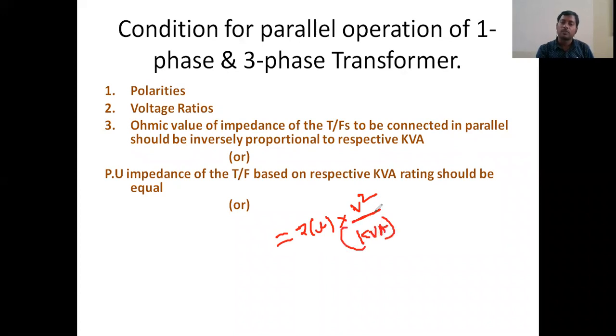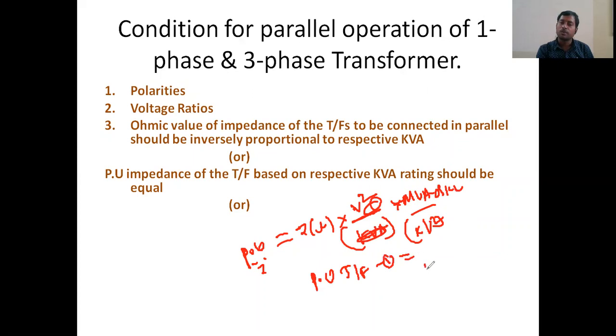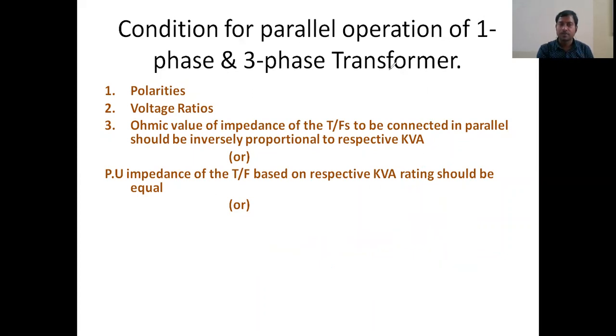V square by, sorry, MVA by kV square, or kVA by kV square. In this way we need to calculate the per unit impedance, for the primary and secondary. Both must be the same. The per unit impedance of transformer 1 must be equal to the per unit impedance of transformer 2. This is another condition.